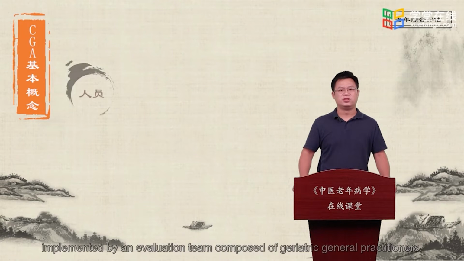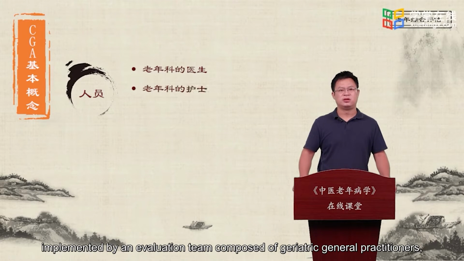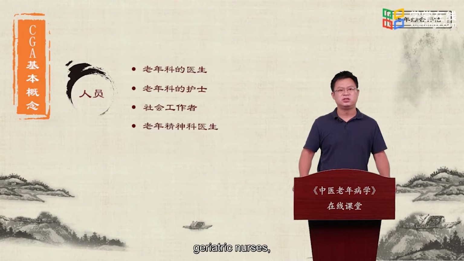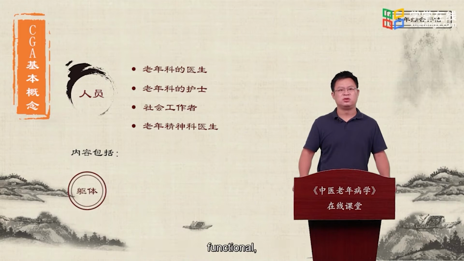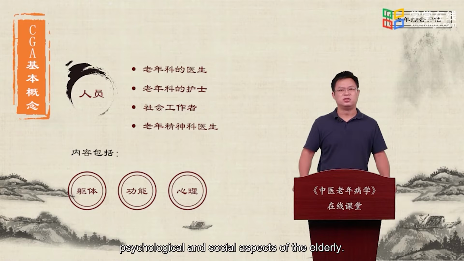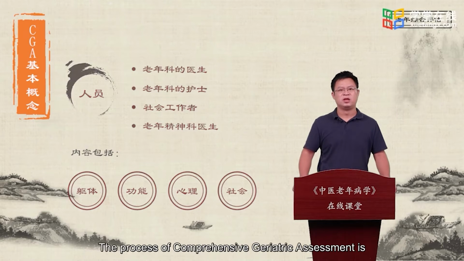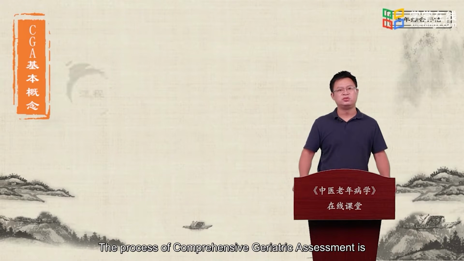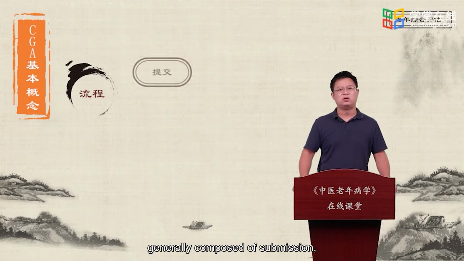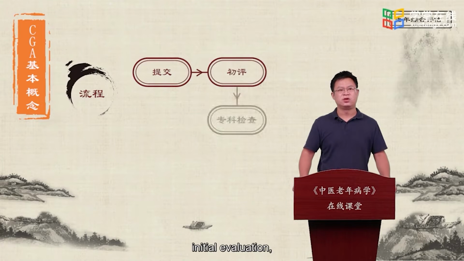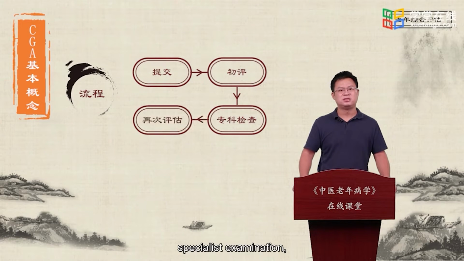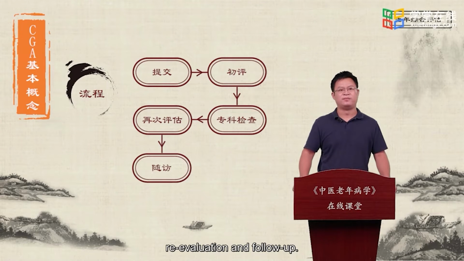CGA is mainly implemented by an evaluation team composed of geriatric general practitioners, geriatric nurses, social workers, and geriatric psychiatrists. The content includes the physical, functional, psychological and social aspects of the elderly. The process of comprehensive geriatric assessment is generally composed of submission, initial evaluation, specialist examination, re-evaluation and follow-up.